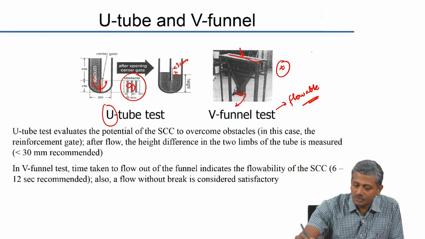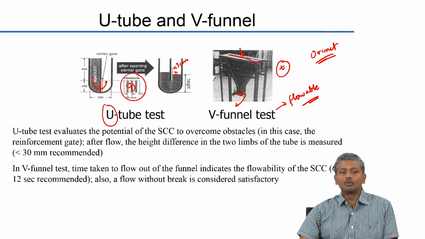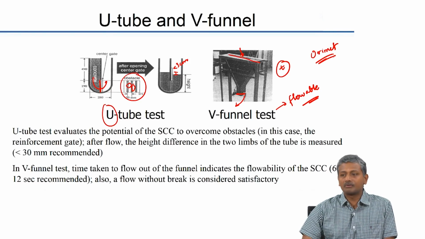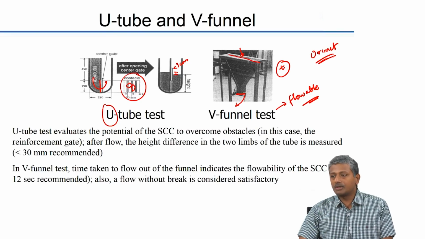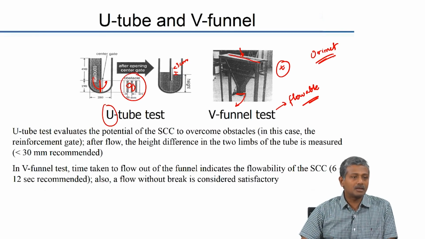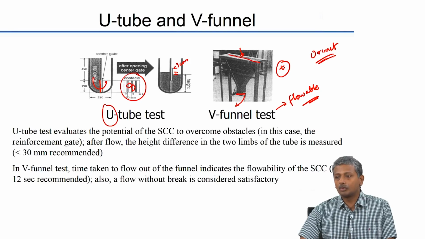There is another test which is called Orimet. Again this involves the flow of self-compacting concrete through an orifice which is opened and you allow the concrete to flow out, measure the time taken for the flow and that is related to the flowability of the concrete.